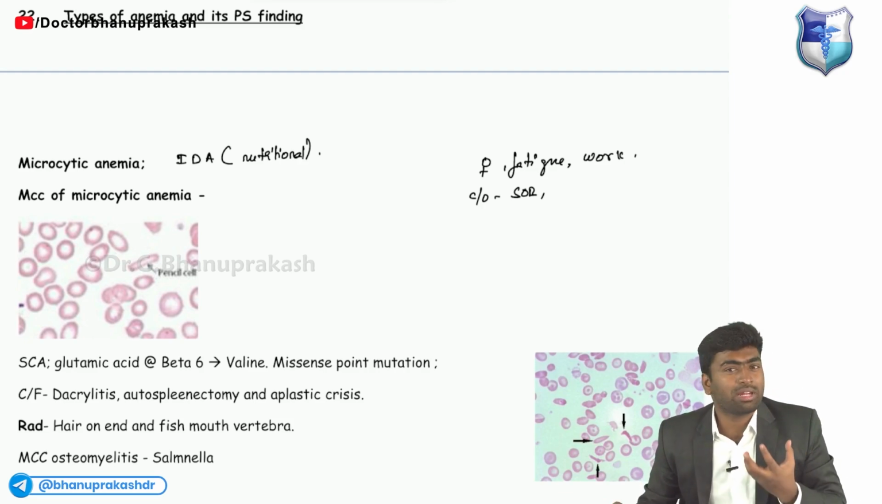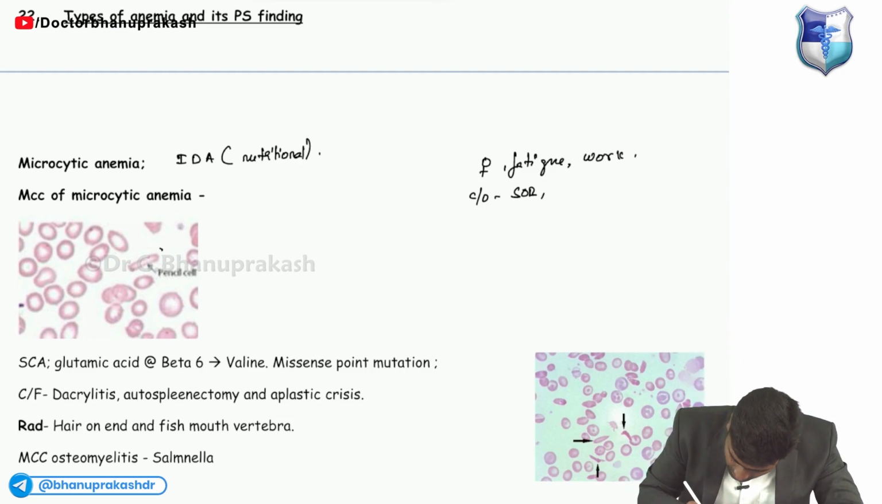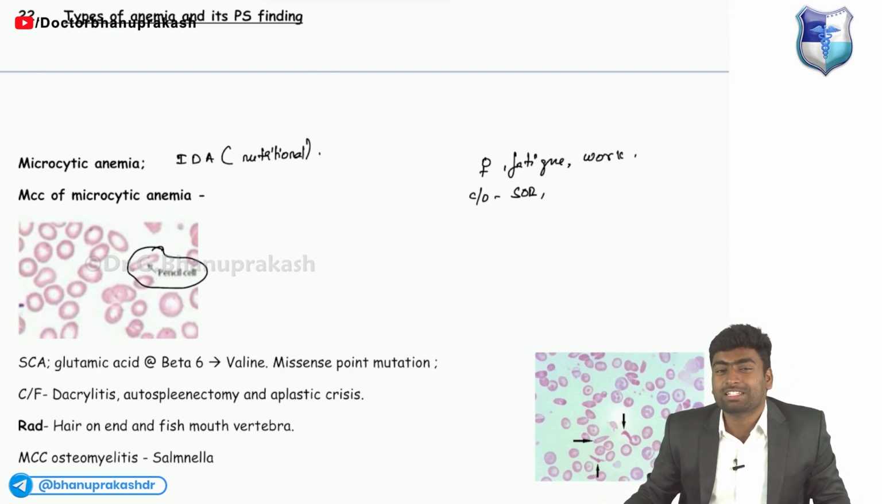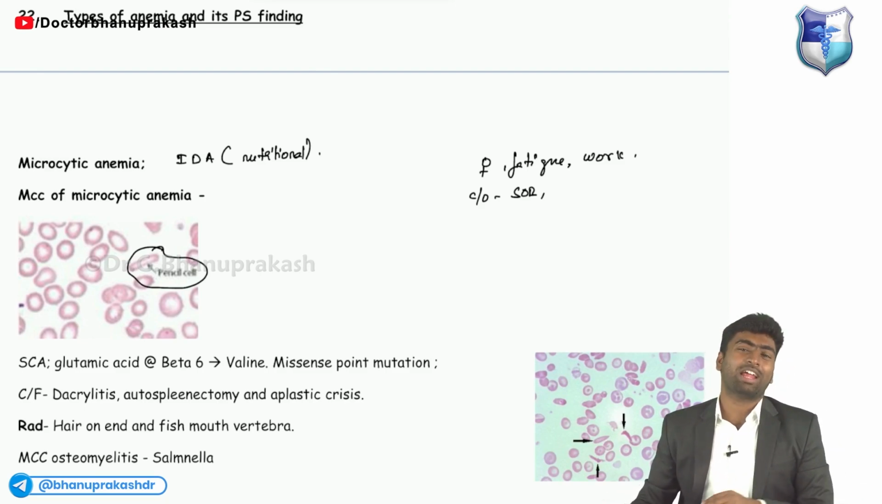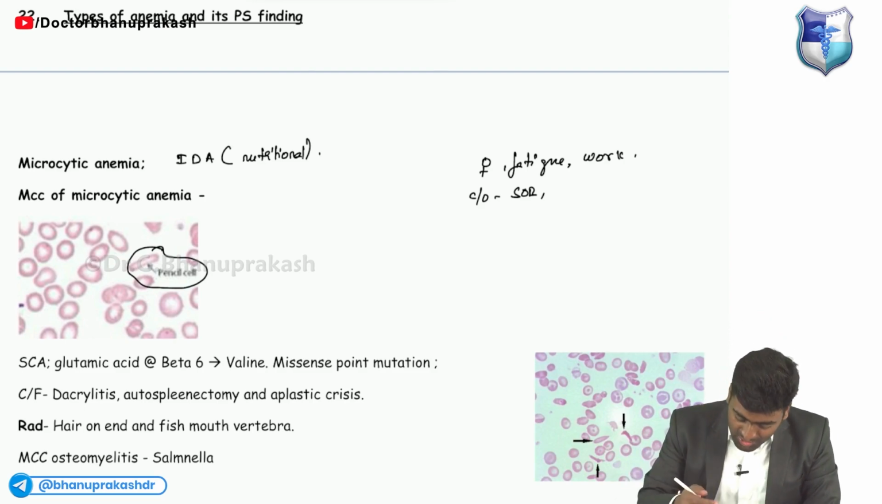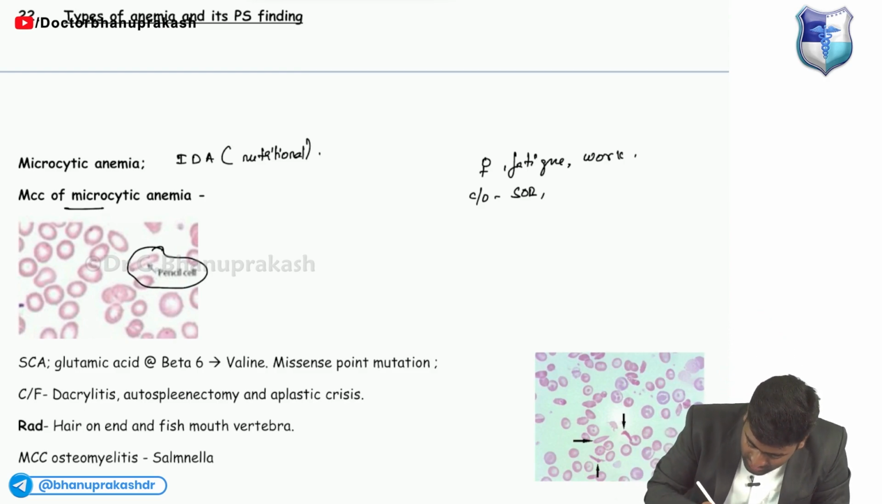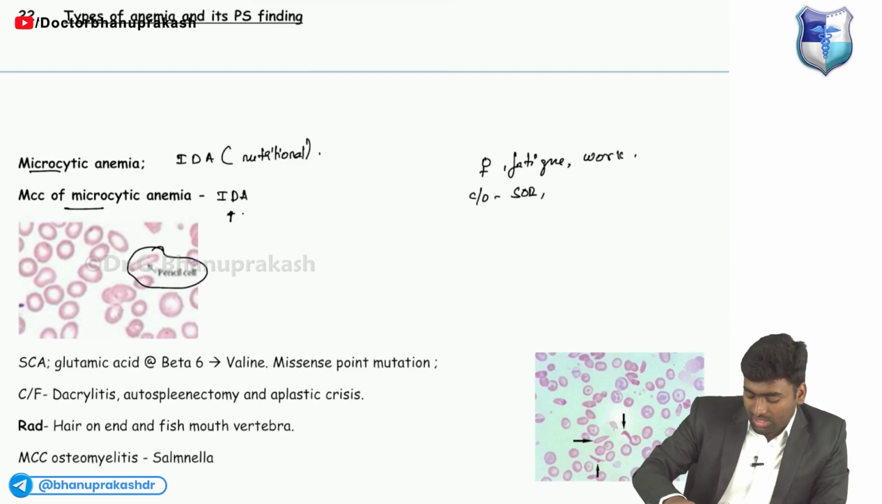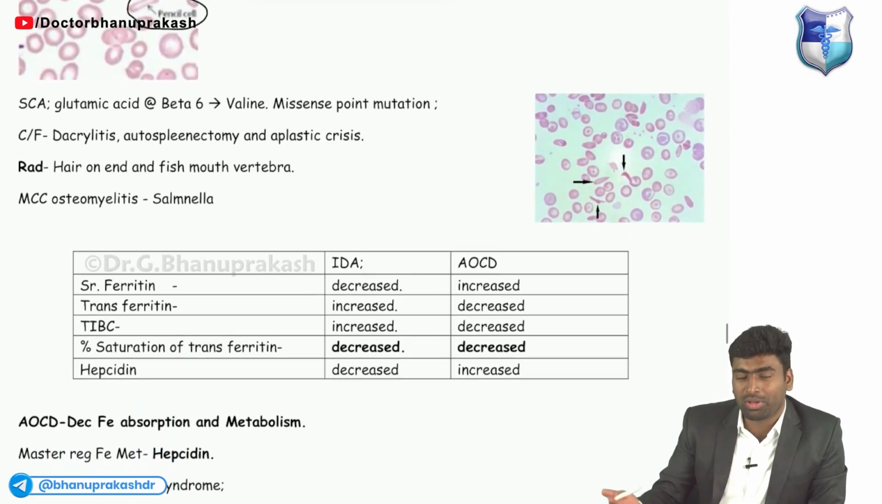So you did a peripheral smear examination, and you will see cells known as pencil cells. They will ask where you will see these pencil cells. Then your answer should be that they are seen in microcytic anemia, especially iron deficiency anemia. Then we move ahead. There are a few more microcytic anemias.